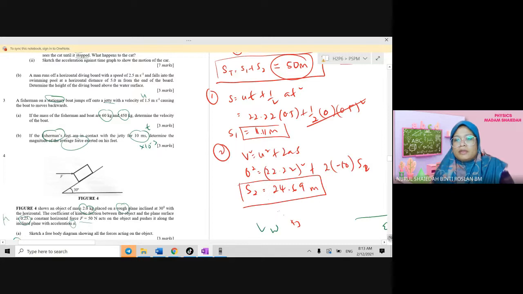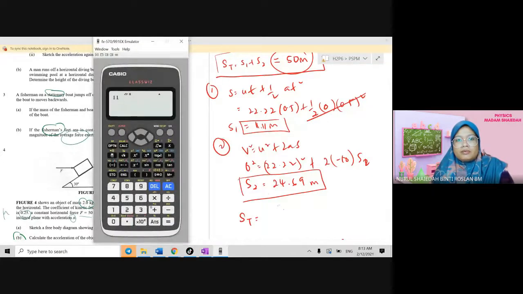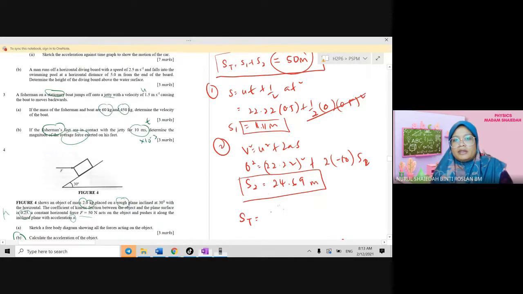So when I plus these two, what do I get? S total equals to 11.11 plus 24.69, so I will get the answer is 35.8. So 35.8. So meaning dia tak langgar. So dia stop at 35.8.